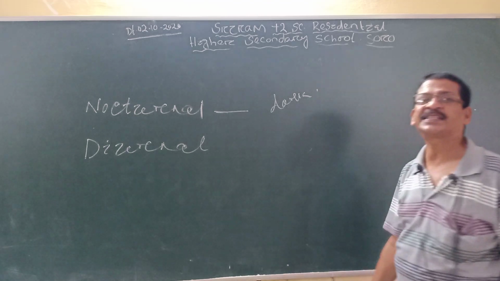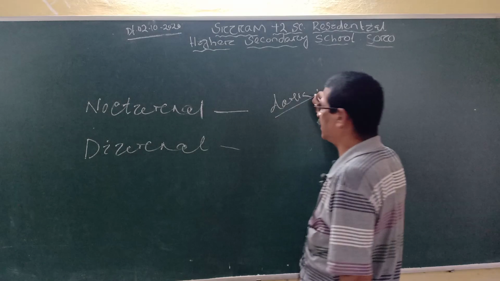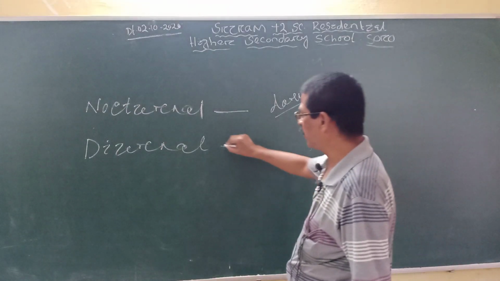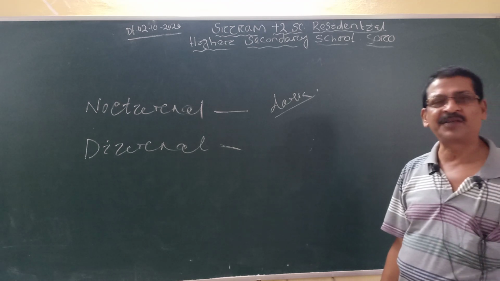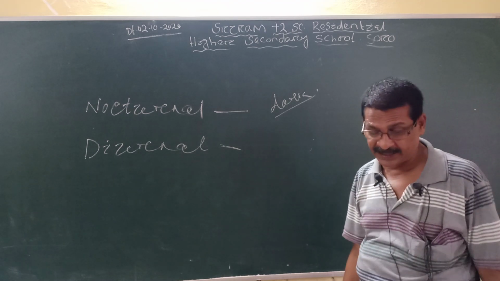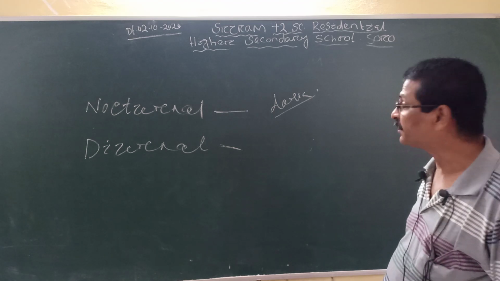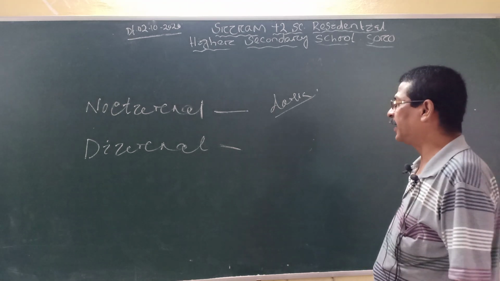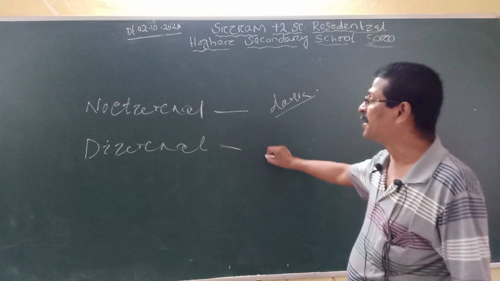That is your owl and your cockroach, they are active in the dark. And diurnal, those are active in daylight. They are called diurnal. Man, horse, dog, and the maximum of birds are called diurnal.